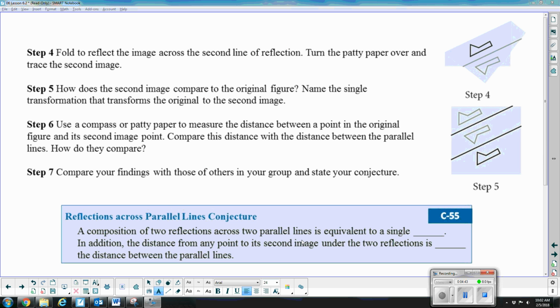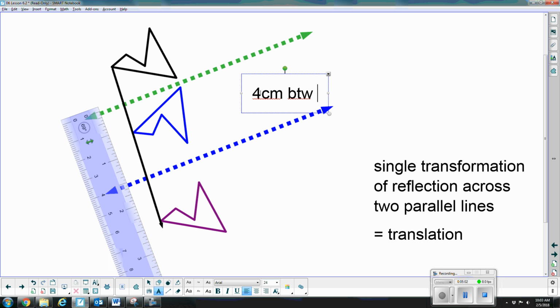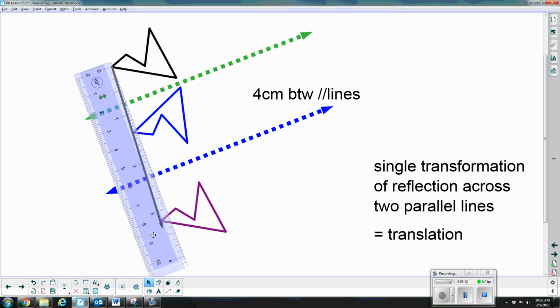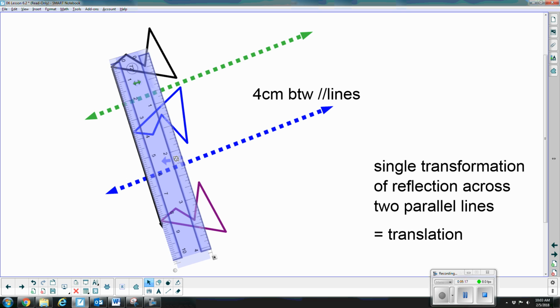The second question is to use a compass to measure the distance between a point in the original figure and its second image point, and then to compare the distance between the parallel lines. How do they compare? Well, I'm going to use my ruler, and between the two parallel lines I got 4 centimeters. And between my two images, from a single point to its image point, I got about 8 centimeters.